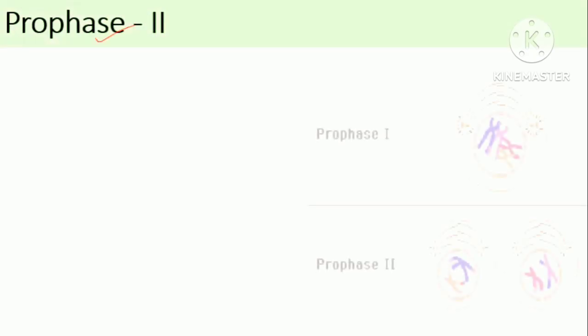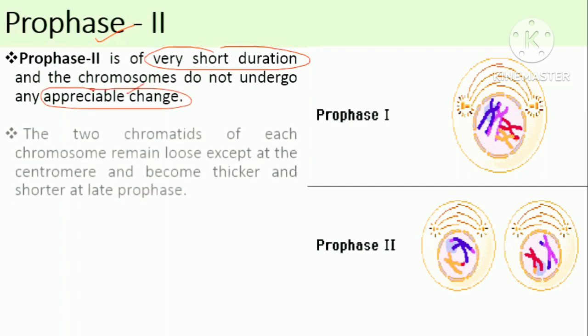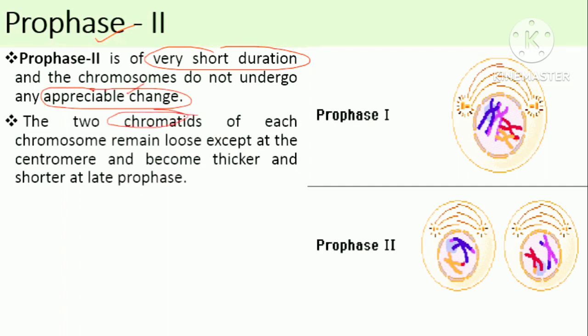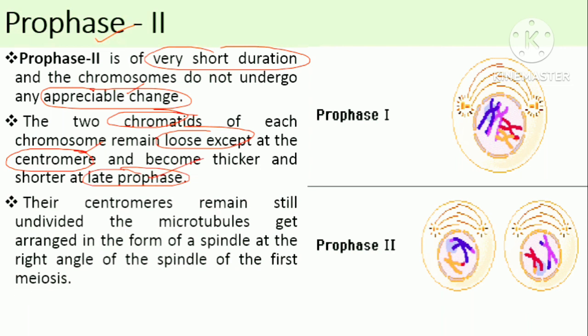Next comes prophase 2. This prophase 2 is of very short duration and the chromosomes do not undergo appreciable changes. The 2 chromatids of each chromosome remain loose except at the centromere point, and become thicker and shorter at late prophase, as we have studied in mitosis. Their centromere remains still undivided.